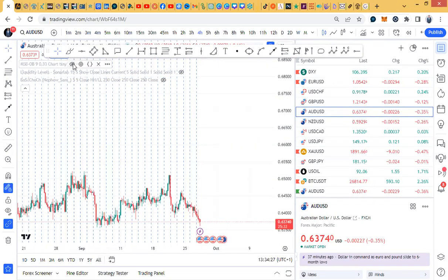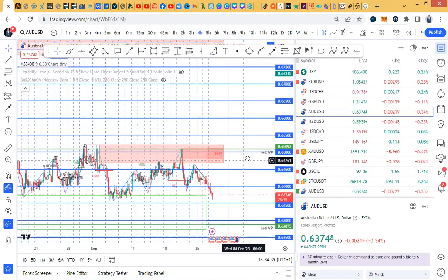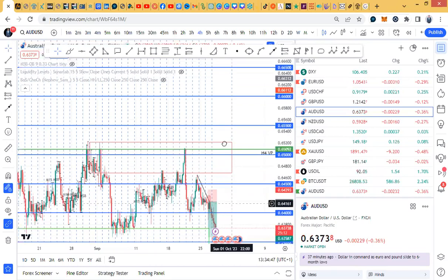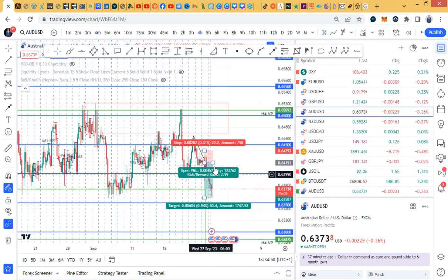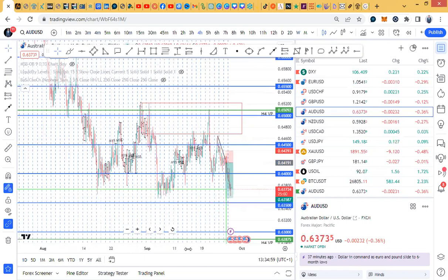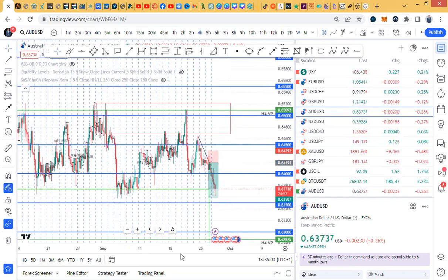AUD is looking promising. AUD against dollar is looking promising. This was a trade setup from yesterday: AUD for sale, 20 pip stop loss, 60 pip take profit. The same trade setup I saw today for CAD, NZD CAD to sell.